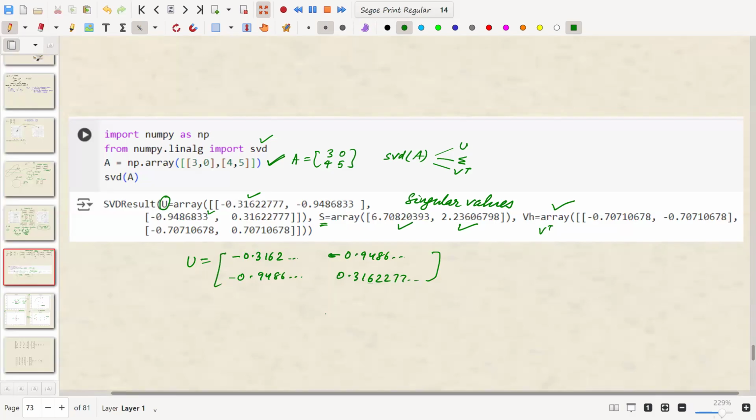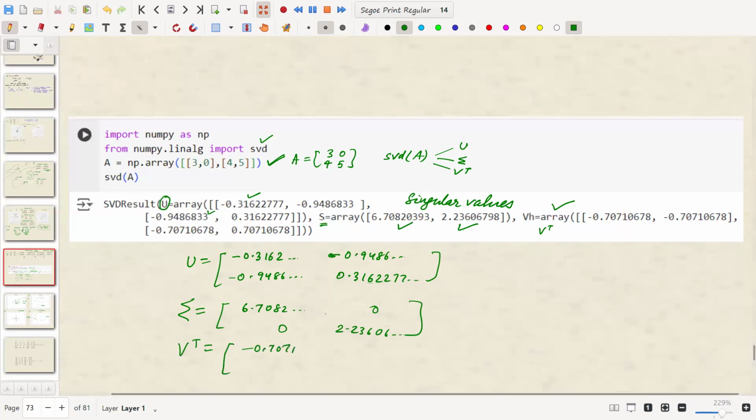Okay. And what is sigma? Sigma is written as S. This is this array, 6.7082, 2.23606. V transpose, minus 0.7071 something, and then minus 0.7071 something. Then what is there? Minus 0. So same, all are same. It is also an orthogonal matrix.